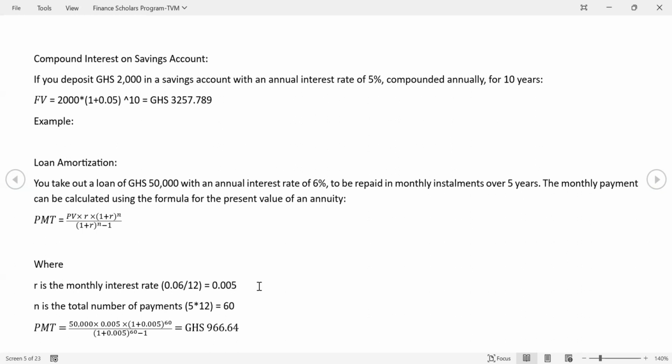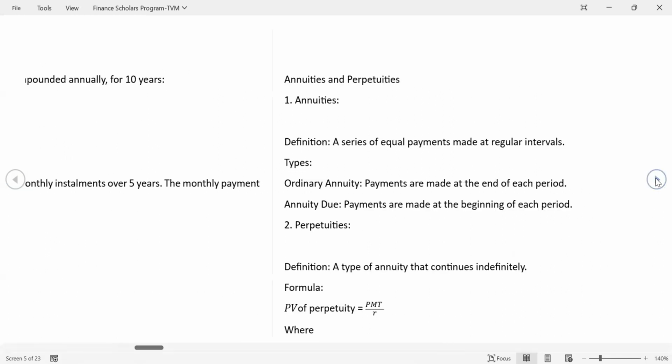Okay, so now you have 5 years, but monthly you have 12 months in a year because you are paying it every month. It'll be 5 times 12. Suppose you are paying it semi-annually, then you pay it twice in a year, so it will be 5 times 2. Quarterly, you pay it 4 times in a year, so 5 times 4. That's how it works. Okay. And then for the rest, you just substitute it in the formula.